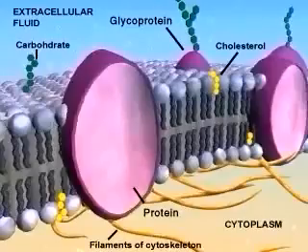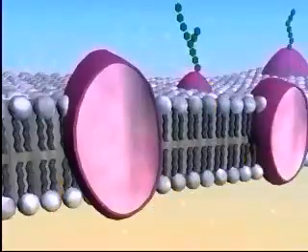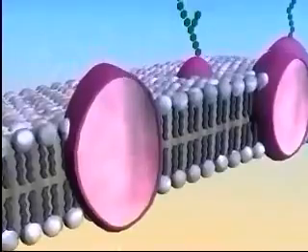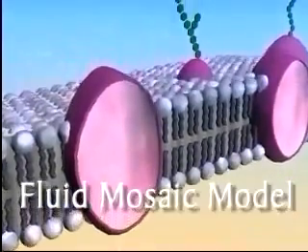The currently accepted model of the cell membrane was developed by Singer and Nicolson in 1972 at the University of California, San Diego. Pictured here, the plasma membrane looks like a sea of lipid with icebergs floating in it. The membrane is very flexible and has a fluid motion. This design of the plasma membrane is called the fluid mosaic model.